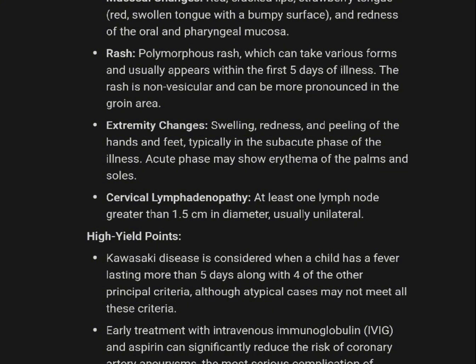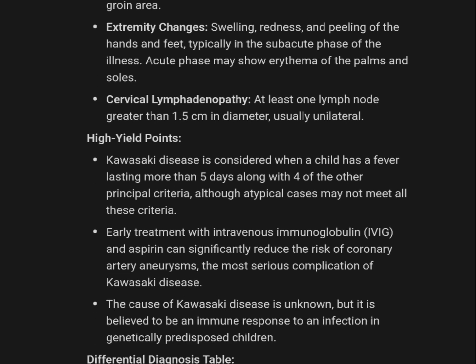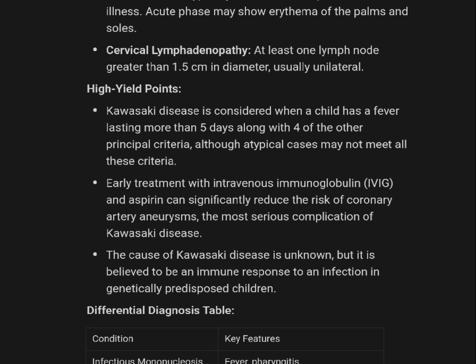The acute phase may show erythema of the palms and soles. Cervical lymphadenopathy: at least one lymph node greater than 1.5 cm in diameter, usually unilateral. Kawasaki disease is considered when a child has a fever lasting more than 5 days along with 4 of the other principal criteria, although atypical cases may not meet all these criteria.